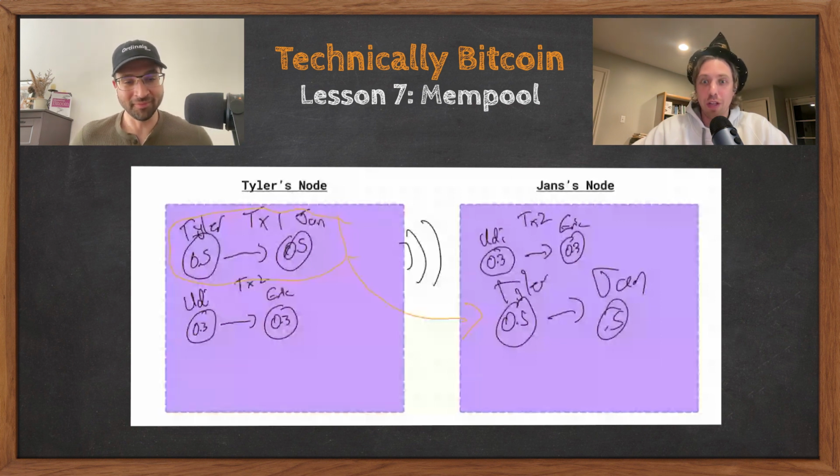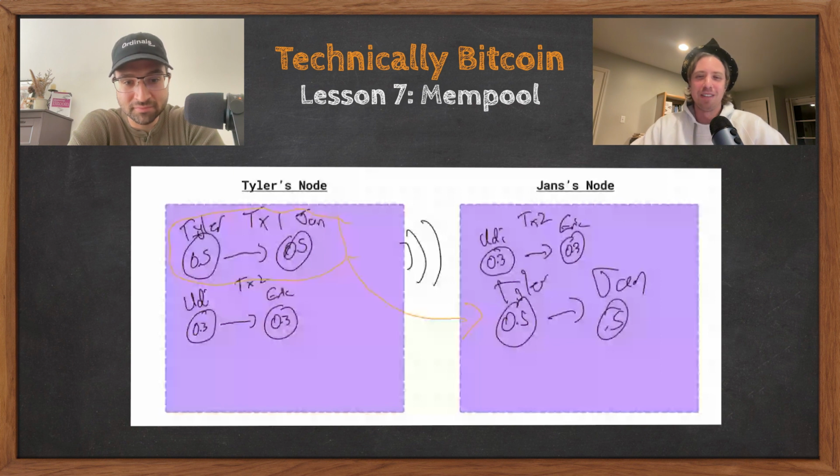There's pretty low latency between the time you broadcast a transaction from your node out to other nodes and the time it propagates around the network. For anyone who's super interested, I have a paper in the resources you can go read that was written about how long it takes transactions to propagate around the Bitcoin network.